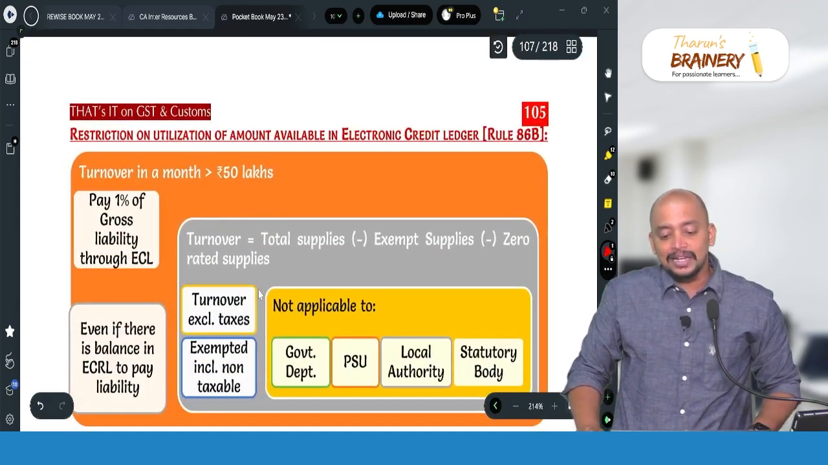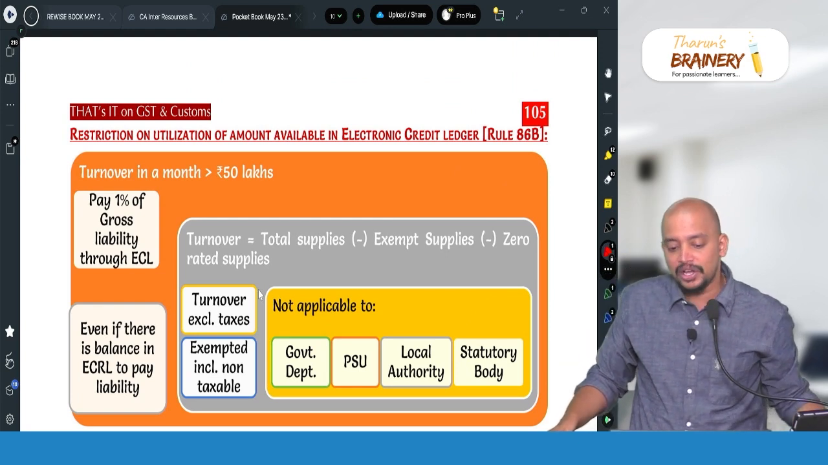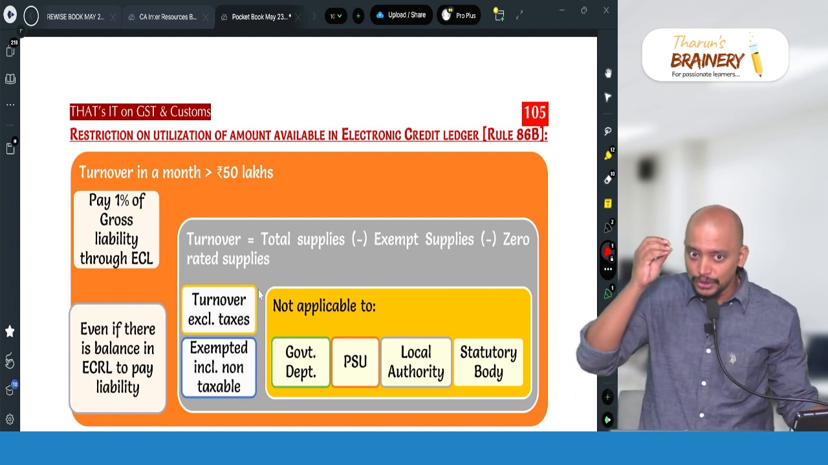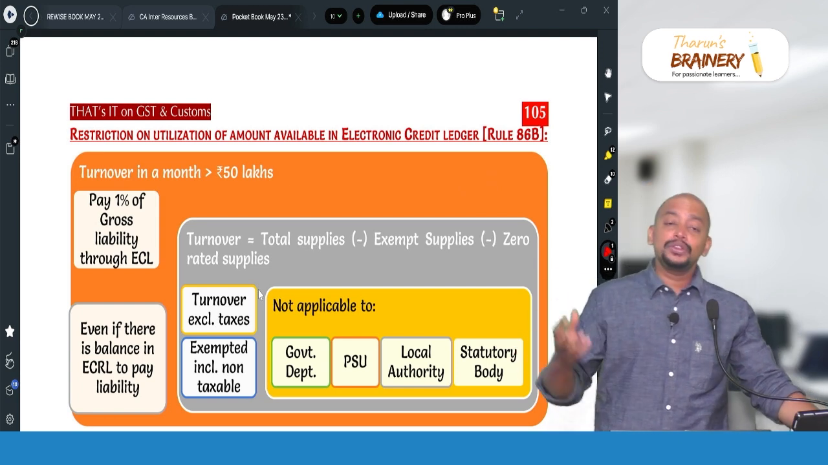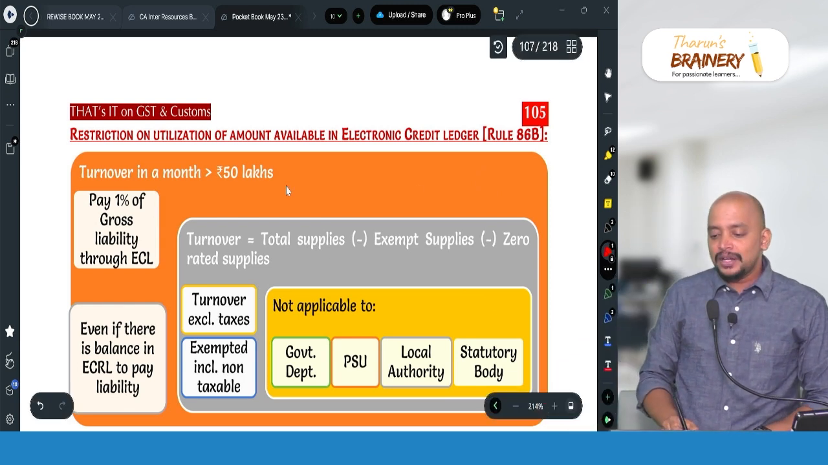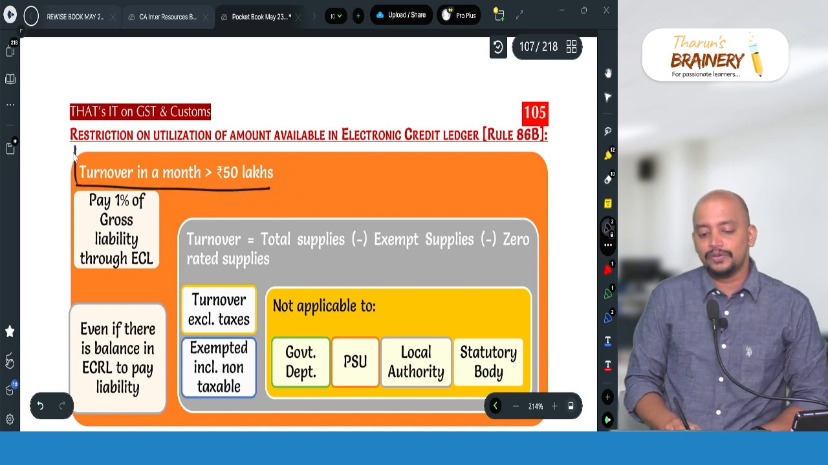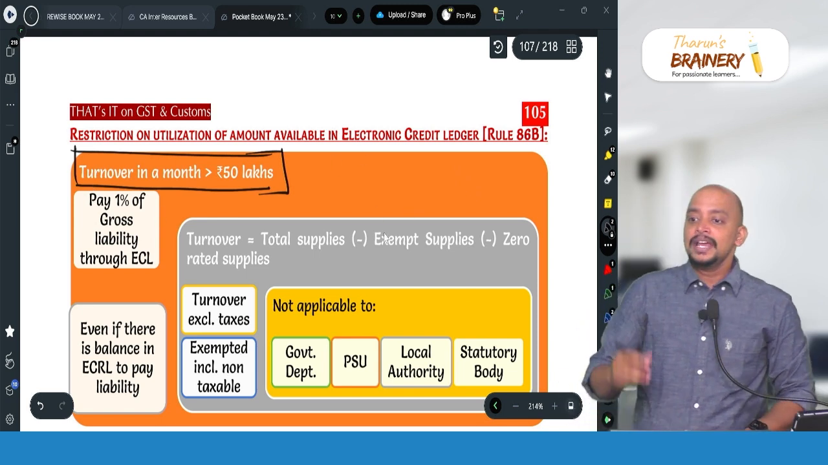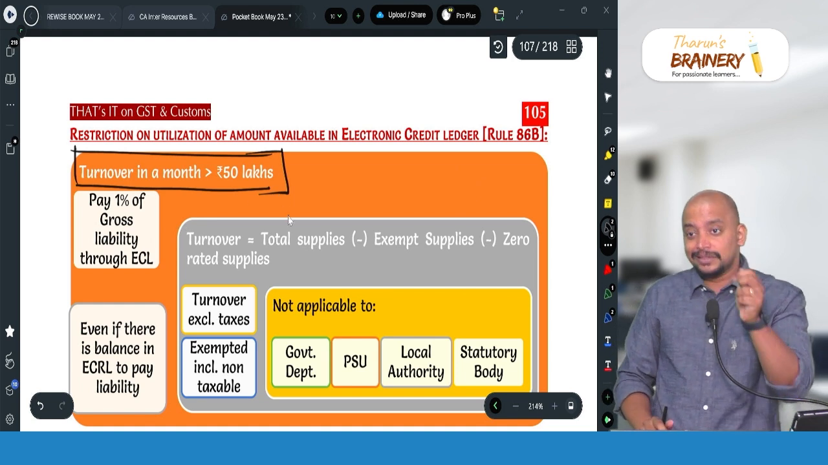Clear? Then rule 86B. Rule 86B is restriction of utilization of amount with respect to electronic credit ledger. That is, we have to pay 1% of our liability through cash ledger, even though we have sufficient balance in our electronic credit ledger. So, for a person whose turnover in a month exceeds 50 lakhs, a person whose turnover in a month exceed 50 lakhs. What turnover? To whom this 86B is applicable? Any registered person whose turnover in a month exceeds 50 lakhs. Month, okay, month turnover exceed 50 lakhs.